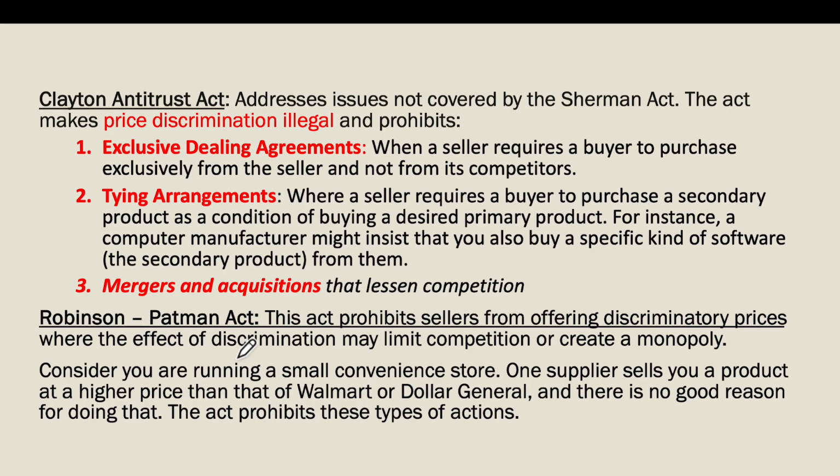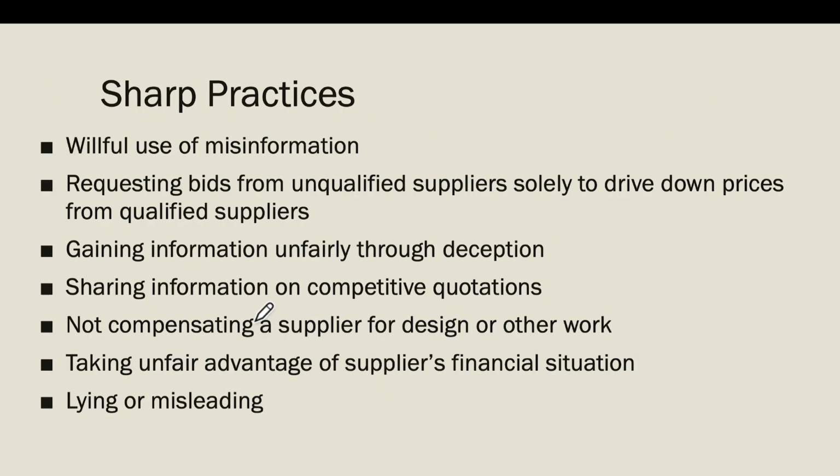There can be a number of reasons. One reason could be economy of scale, which means maybe Walmart or Dollar General are buying in a greater quantity. If that is the case, then maybe it is justified. But absent other conditions, if the volume remains the same and everything else remains the same, then that would be a topic of the Robinson-Patman Act.